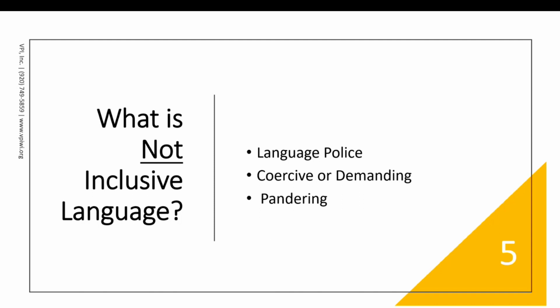We're going to do things like modeling. We're going to do things like setting a positive example, and that is extremely effective, much more effective than being coercive or demanding. It goes back to that old saying that you get more bees with honey rather than vinegar, and that really holds true. And then pandering.